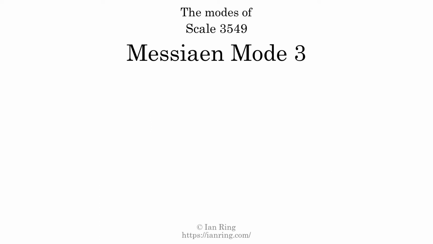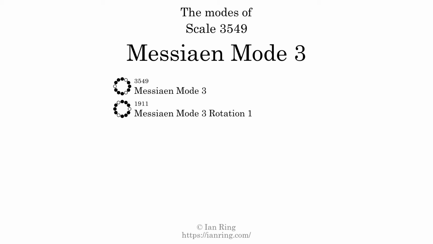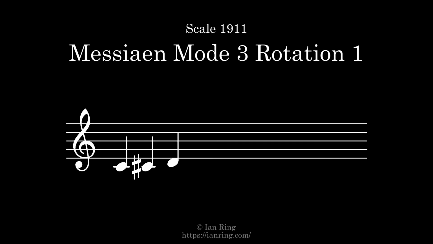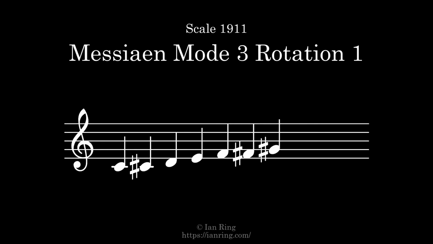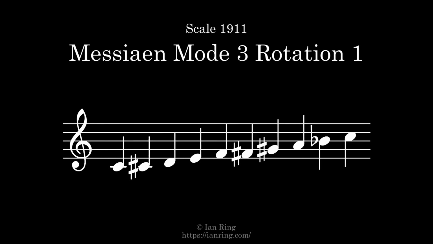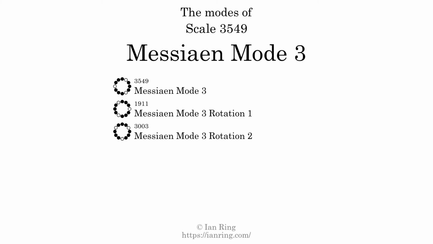This scale has 3 modes. The first mode is itself. The second mode is scale 1911, also known as Messiaen Mode 3 Rotation 1. It sounds like this. The third mode is scale 3003, also known as Messiaen Mode 3 Rotation 2. It sounds like this.